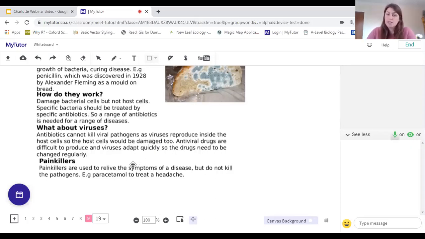How do painkillers fit in? Painkillers are used to relieve the symptoms of a disease, but they don't kill the pathogens themselves. For example, you would take paracetamol, which is a painkiller, to treat a headache, but you've probably got a headache because of something different. You might have a headache because you've got the flu, or there are lots of other diseases that can have the symptom of a headache. So a painkiller treats the symptom, but not the disease.